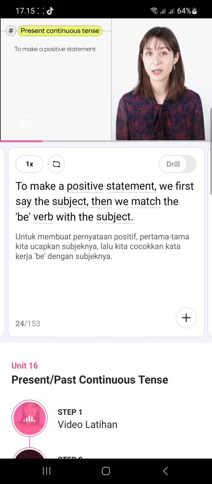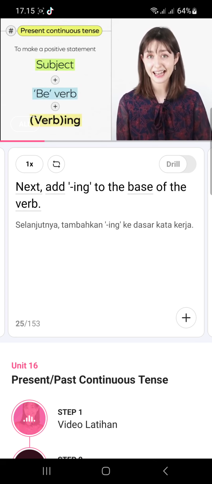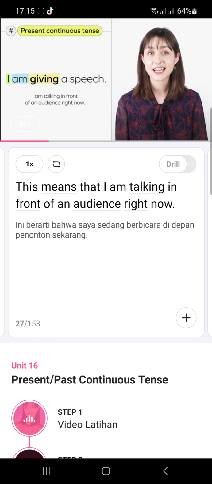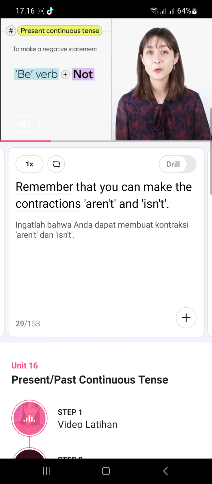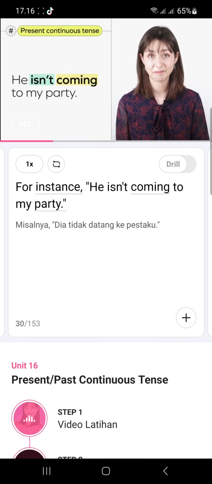To make a positive statement, we first say the subject, then we match the be verb with the subject. Next, add ing to the base of the verb. For example, I am giving a speech. This means that I am talking in front of an audience right now. To make a negative statement, just add not after the be verb. Remember that you can make the contractions aren't and isn't. For instance, he isn't coming to my party.